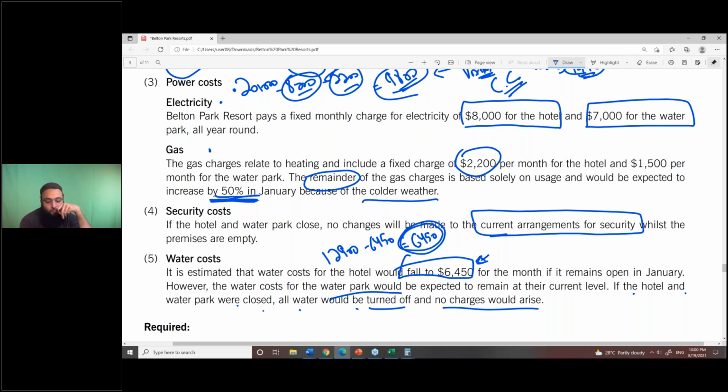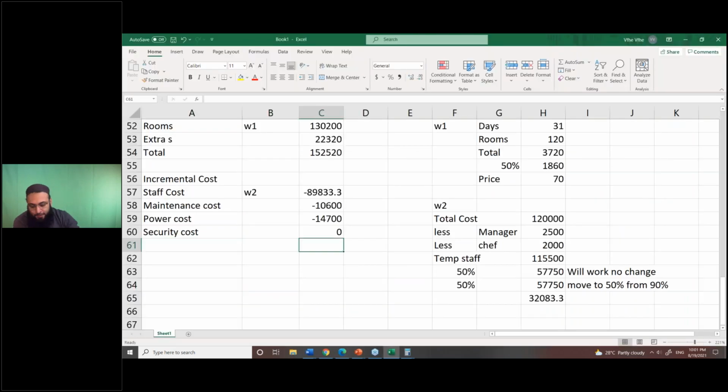Okay, so if you continue to open, this is the additional that you will bear, because 6450 is what you will bear in any case. The additional that you will bear is 6450 now. So the relevant cost here in this case is minus 6450. That's incremental for water.